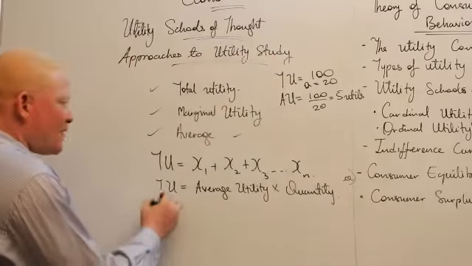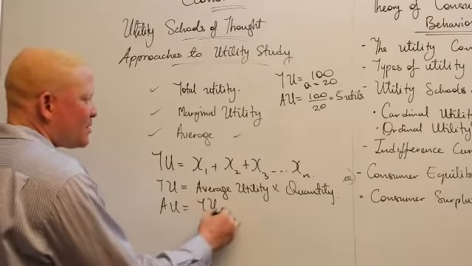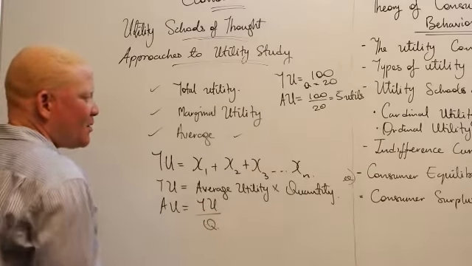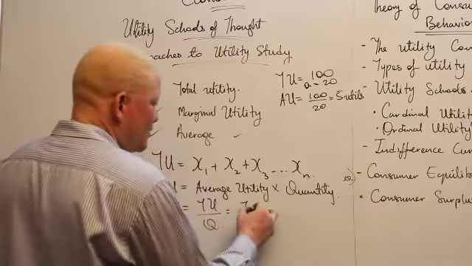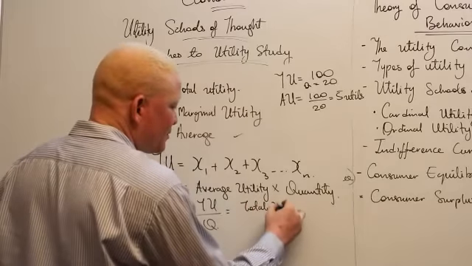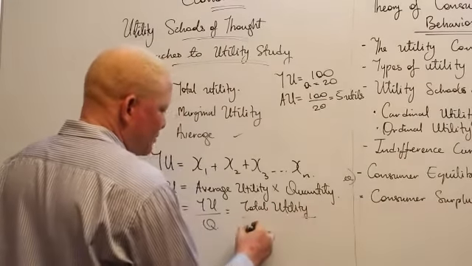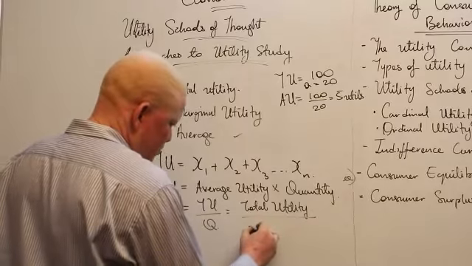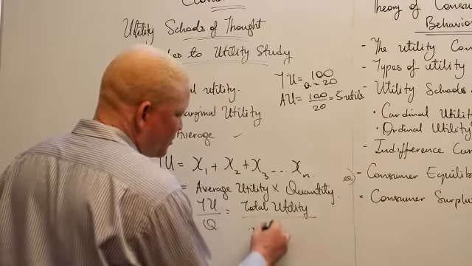And that means that average utility, AU, is equal to total utility divided by the quantity or number of units. Okay, that is total utility, then units consumed.